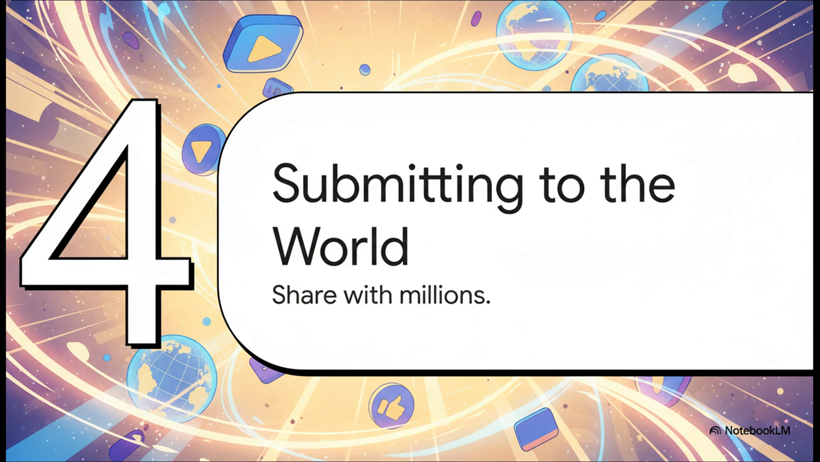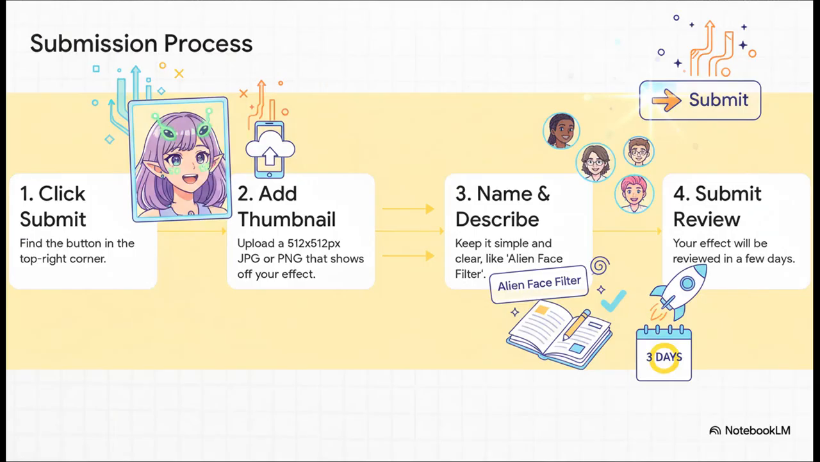Seriously, congratulations. But it's not doing anyone any good just sitting on your computer. So let's get it out there for potentially millions of people to see. You know what? The submission process is super straightforward. You click Submit, you upload a thumbnail that shows off how cool your effect is, give it a simple, searchable name like Alien Face Filter, and write a quick description. Then you hit Submit, and it goes off for review. In just a few days, your effect could be live for everyone.